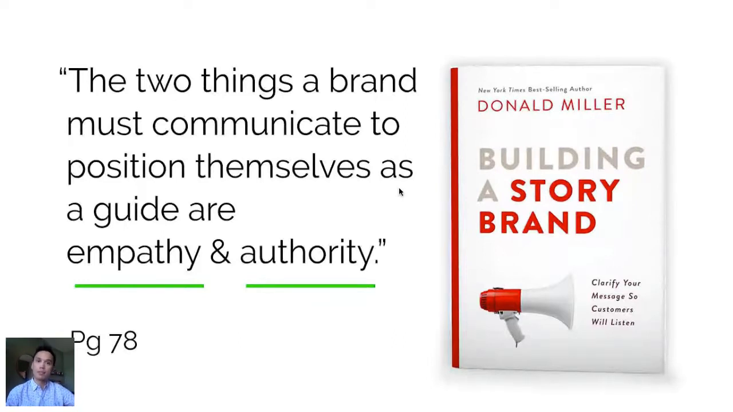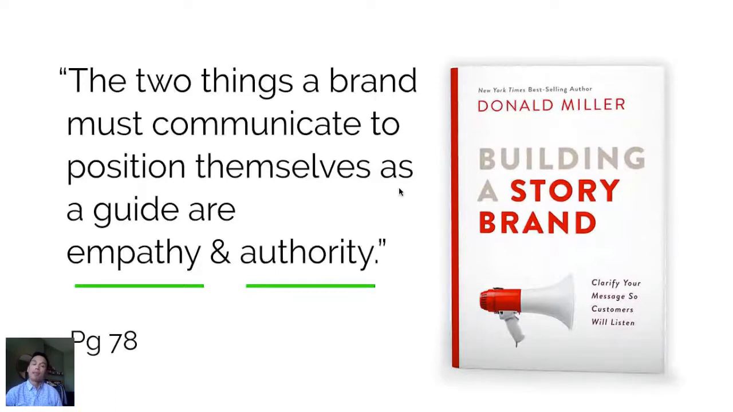So what he says on page 78 is, the two things a brand must communicate to position themselves as a guide are empathy and authority. And when I saw these two words on page 78, I was like, absolutely, that makes total sense. Those are two main ingredients.